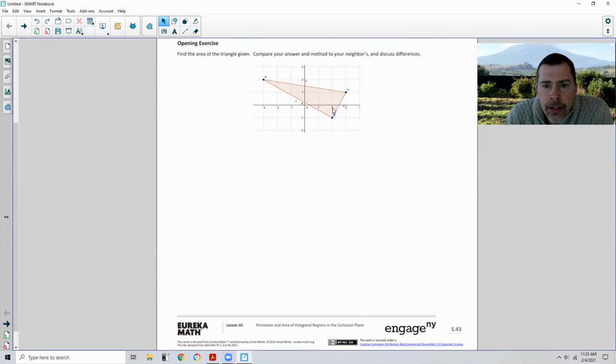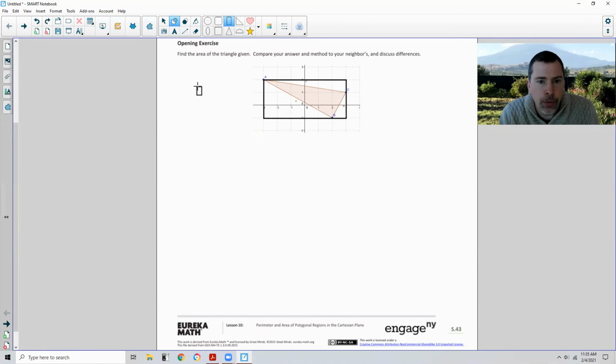As I can see here, it is not going through the origin, so we can't use that really cool 1/2 times x sub 2 y sub 1 formula, because it's not going through the origin. So what can we do? Well, here's what I am going to do. I'm going to draw a rectangle around it so that each vertex is inscribed in my rectangle. So there it is.